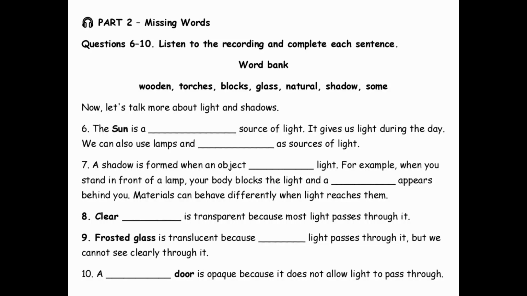Clear glass is transparent because most light passes through it. Frosted glass is translucent because some light passes through it, but we cannot see clearly through it. A wooden door is opaque because it does not allow light to pass through.